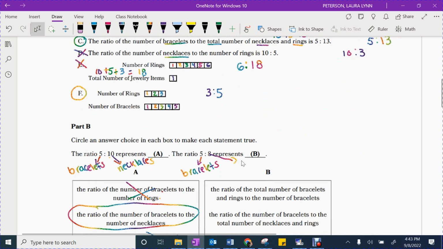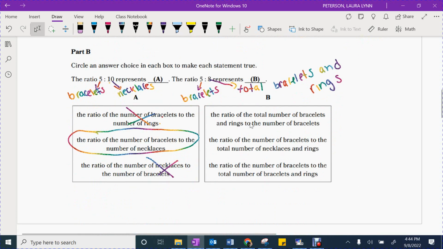So 8 is actually a total of bracelets and rings. So I'm going to look for a sentence that describes that. Reading the first one says, the ratio of the total number of bracelets and rings to bracelets. Well, that's backwards because order matters with ratios, so that can't work.